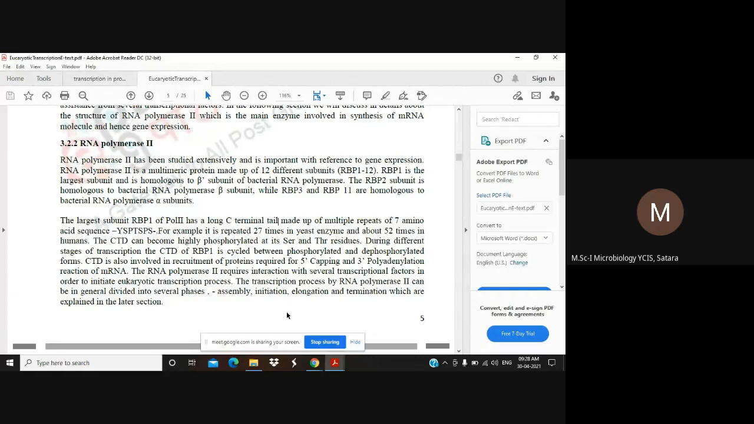Why is it phosphorylated, and there is continuous regulation of phosphorylation.